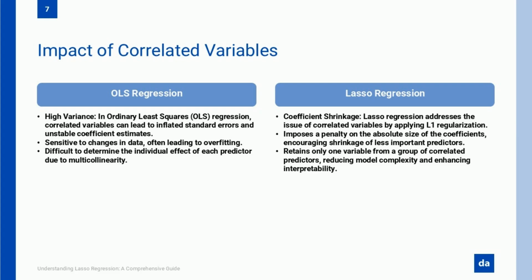Lasso doesn't always choose the right variable. Since it just picks one from a group of correlated predictors, it doesn't necessarily keep the one that has the most logical meaning.